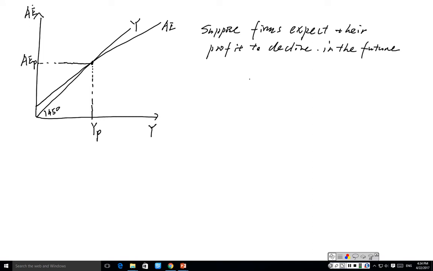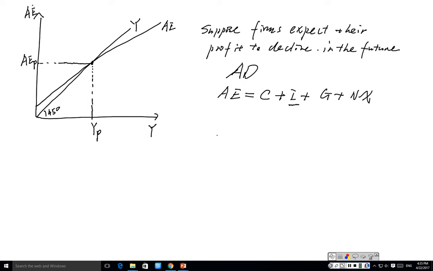As we learned previously, when firms expect profitability to decline in the future, it will affect the aggregate demand side. And when we study the aggregate demand side, we always write out this equation: aggregate expenditure equals C plus I plus G plus NX, net export. If the firm expects the profit to decline in the future, the firm will change its decisions. And we know the second component in this equation, investment, comes from the firm sector.